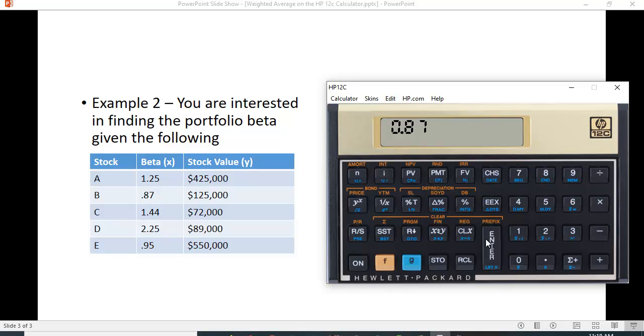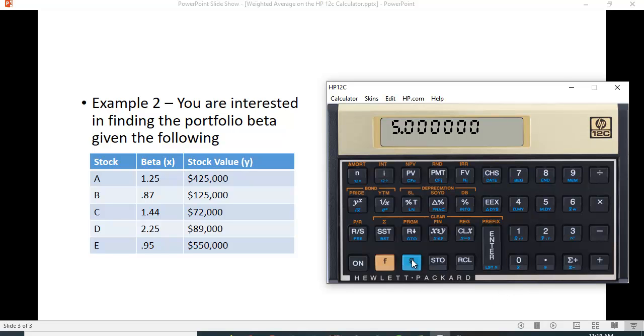All right, 425 sigma plus, first observation. 0.87, enter. 125 sigma plus. 1.44, enter, 72 sigma plus. What do we have here? So we put in three observations. 2.25, enter, 89 sigma plus, and then the final pair of observations, 0.95, enter, and 550 sigma plus.